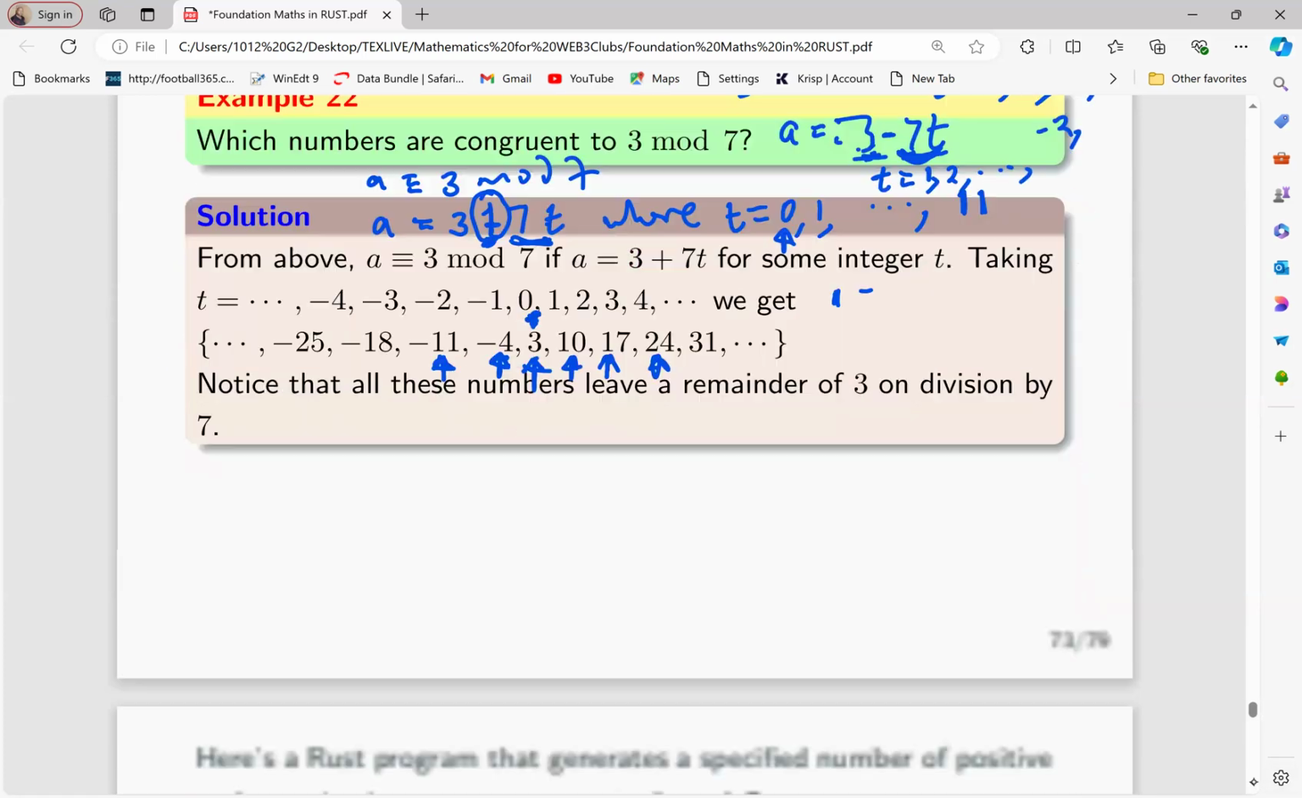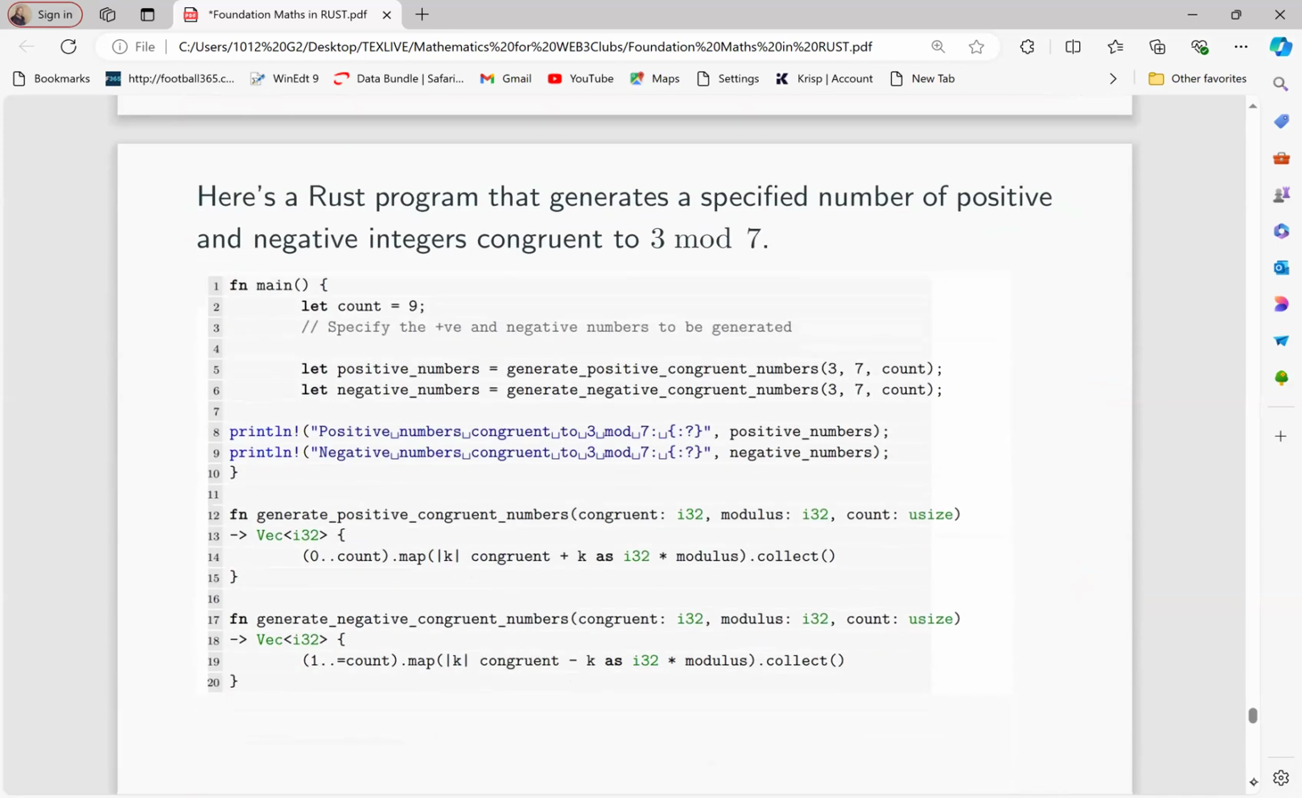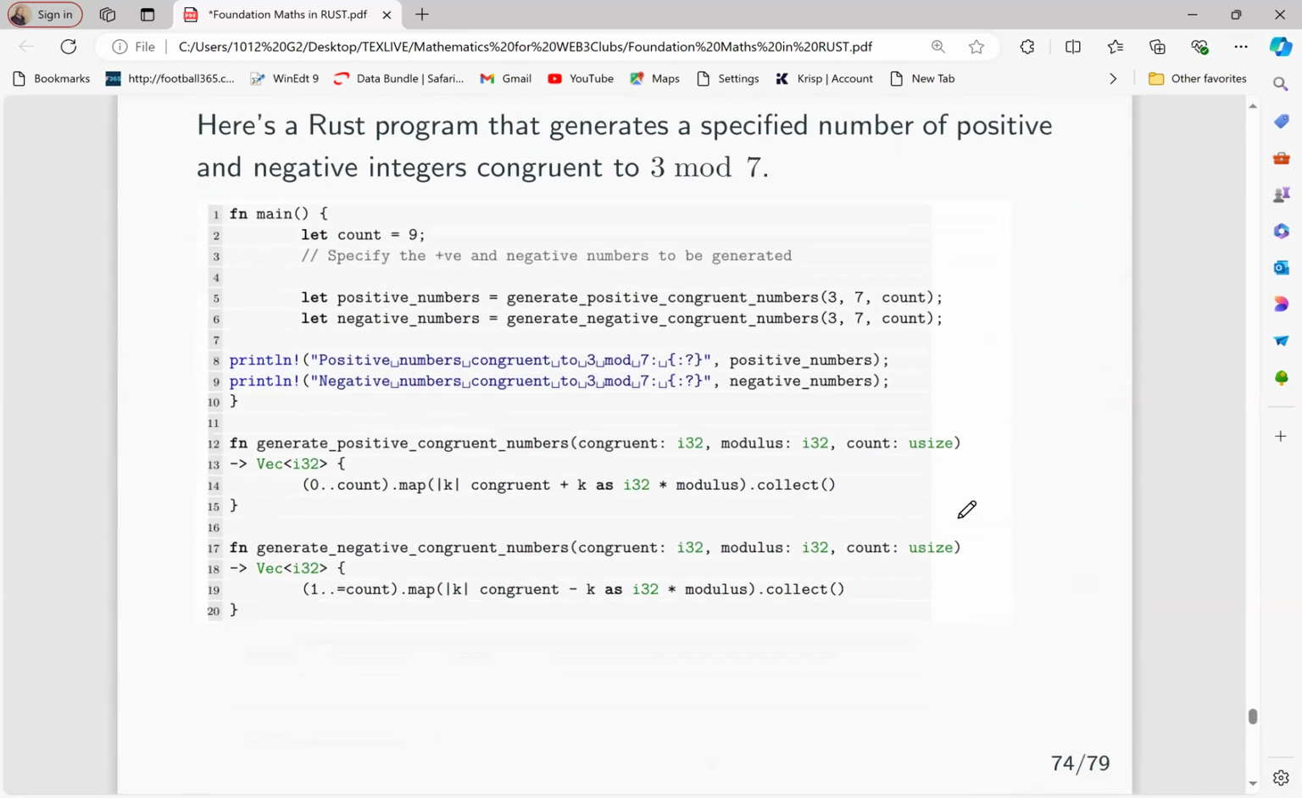Now, that is how I write the code, and my code is here. Just look at it. Just give me 1 minute. See, look at it.